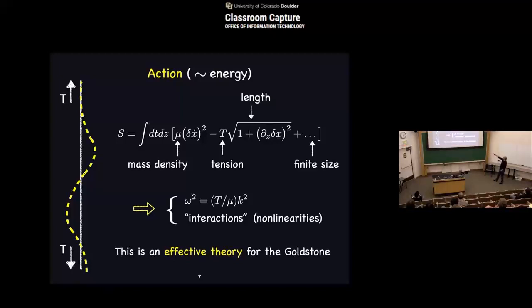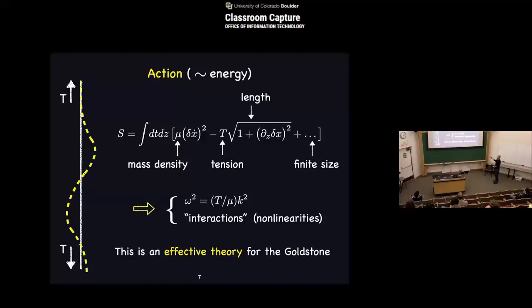Plus dot dot dot. These will be finite size terms that take into account the fact that any realistic string will not be infinitesimally thin, but it will have a thickness. And I will tell you later how to take that into account. But for now, at the level of the infinitesimally thin string, these are the only two terms you can write down compatible with all the symmetries.